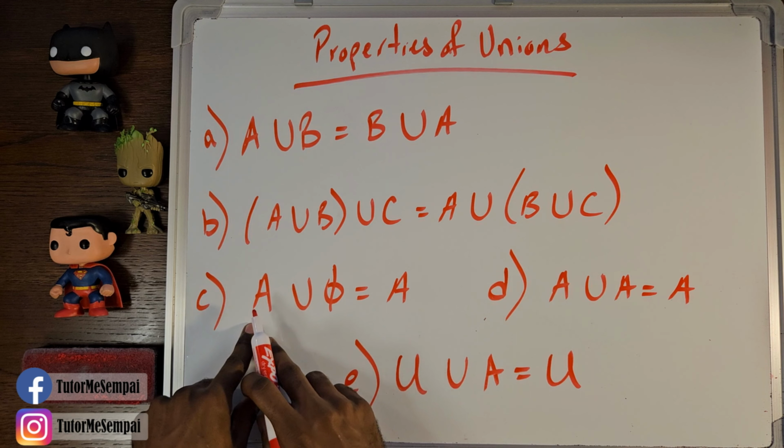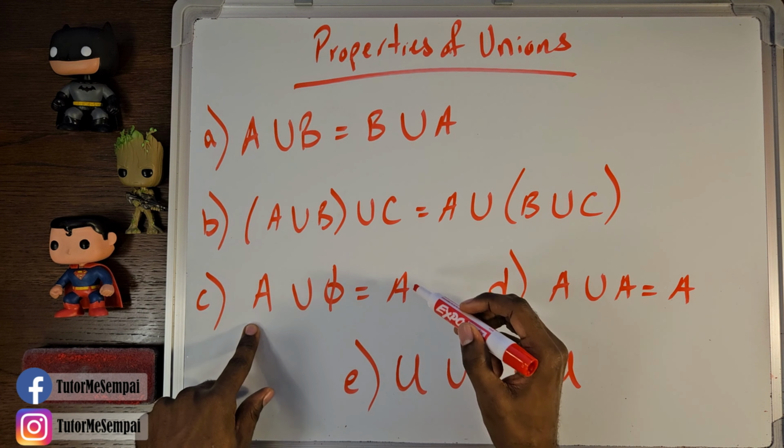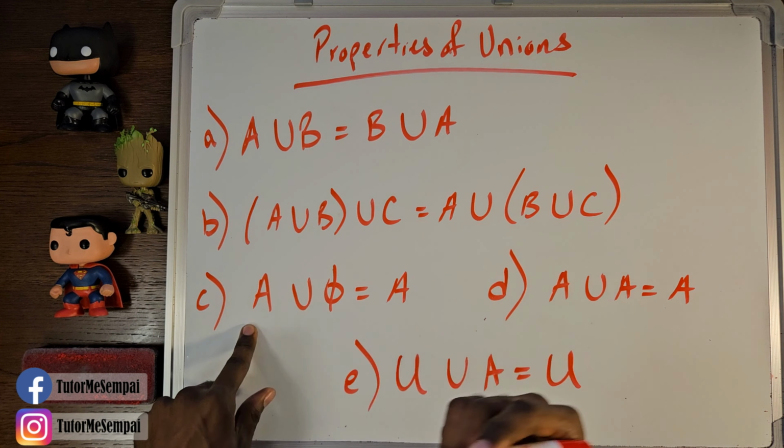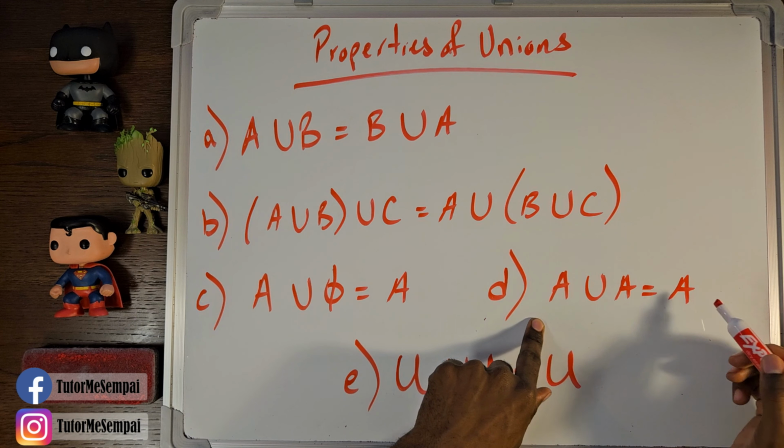It doesn't matter what it is. So you're always going to be left with just the set you started with whenever you union the empty set. Let's move on to our fourth property. This says A union A is going to equal A.